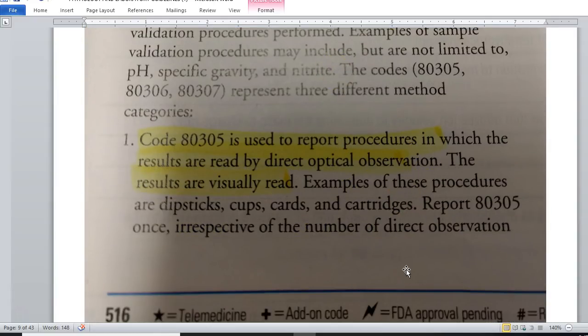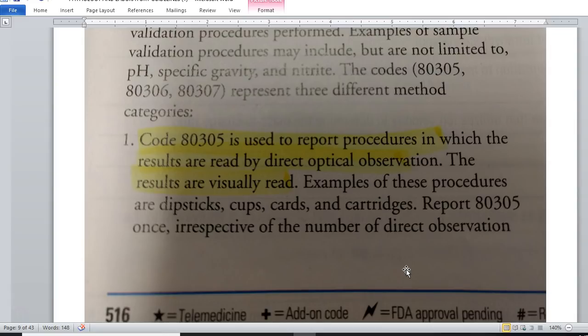Code 80305 is used to report procedures in which the results are read by direct optical observation. The results are visually read. Examples of these procedures are dipsticks, cups, cards, and cartridges. Okay, and so basically these are things where the person is giving us a urine sample and we are able to visually read positive or negative for 80305, okay? And again, it's per date of service, not per number of drugs testing.